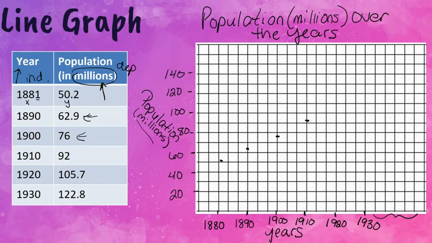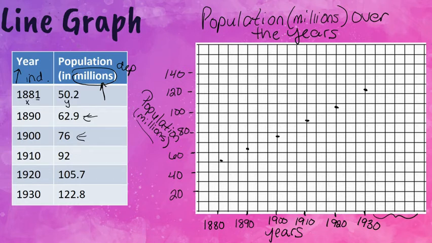Okay, 1920 is 105.7. Okay, so we can obviously just kind of figure 106. So 1920 all the way up to where 100 is. Here's 110. We're going to go just below that. Okay, and last but not least, 1930, 122.8. So up to where 120 is, and then just above that.